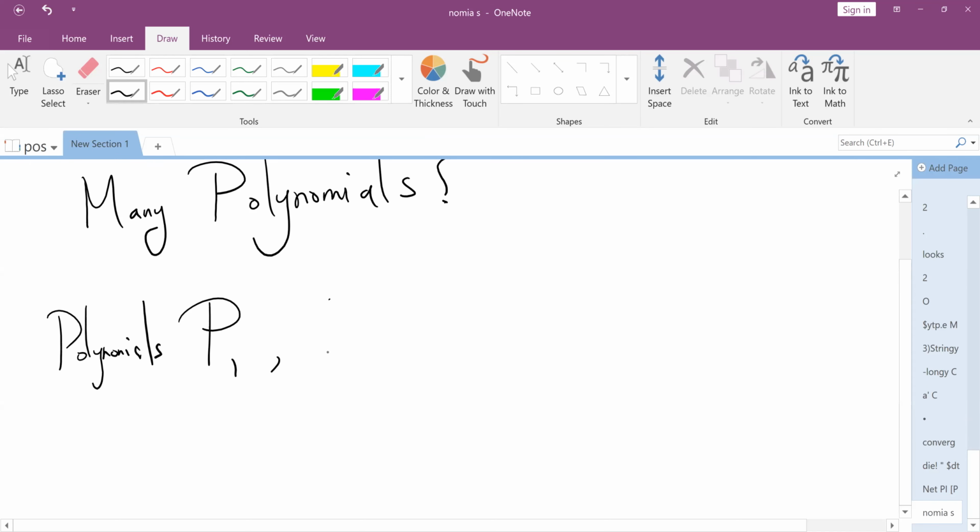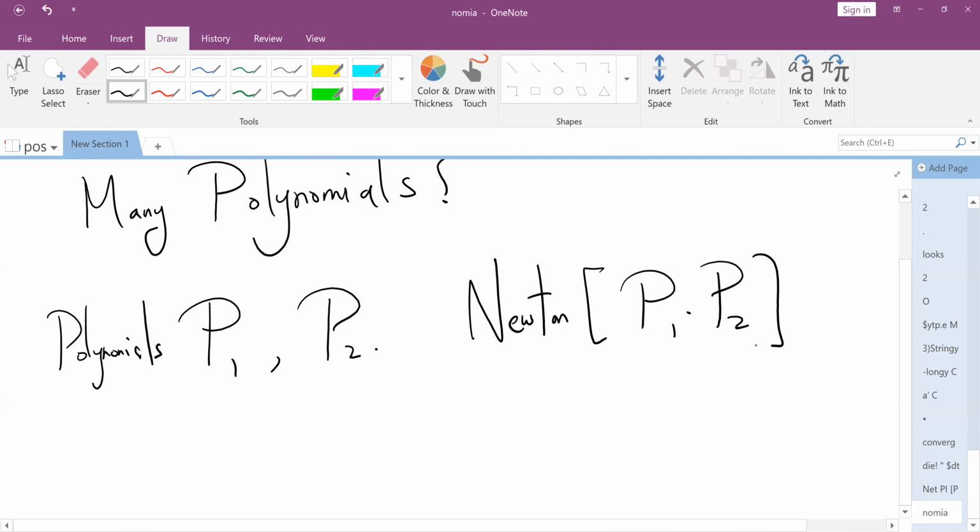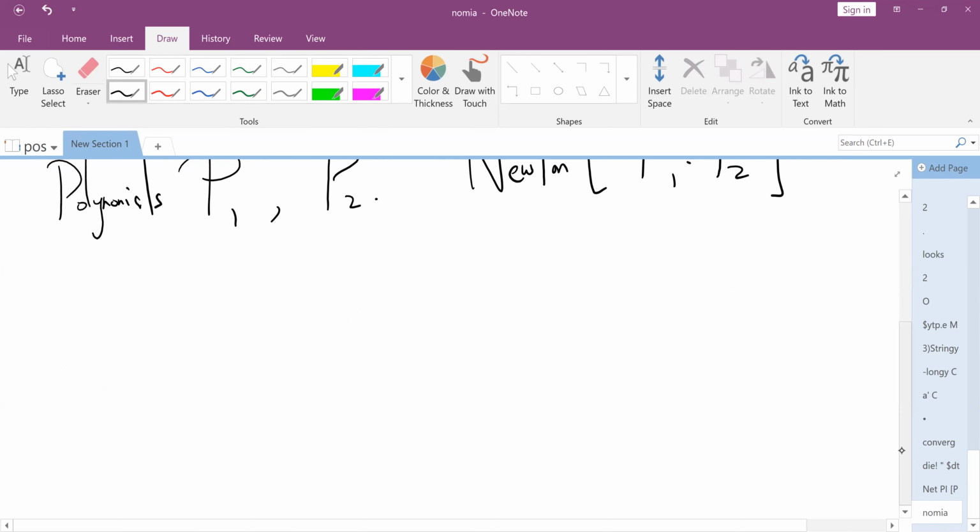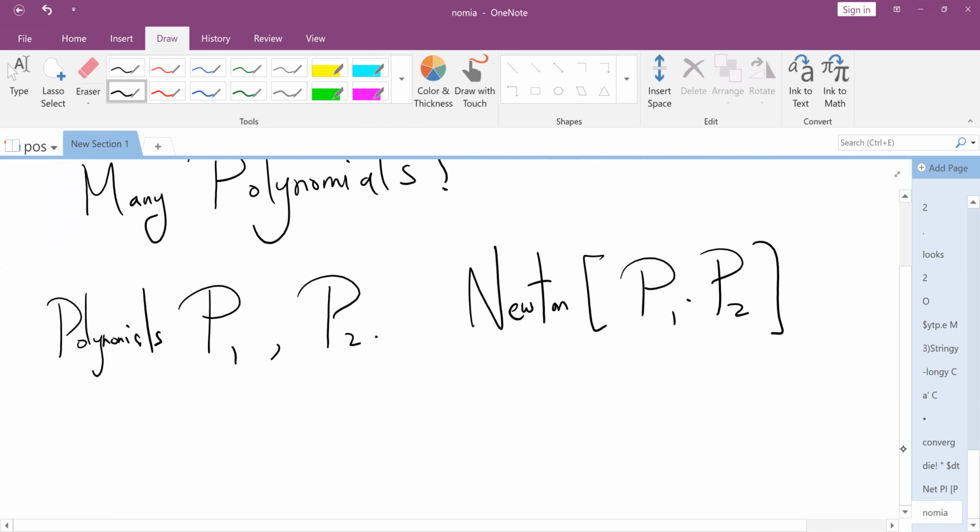P1 and P2. Well, it's natural to ask about the Newton polytope of the product of the two polynomials, P1 and P2. And if you just think about it for a second, this is sort of obvious what this is. After all, the monomials you get in P1 and P2 are the monomials you get in P1 plus the monomials you get in P2. And so that means that everything you would get in the convex hull is just any vector you get in the convex hull of P1 plus any vector you get in the convex hull of P2.